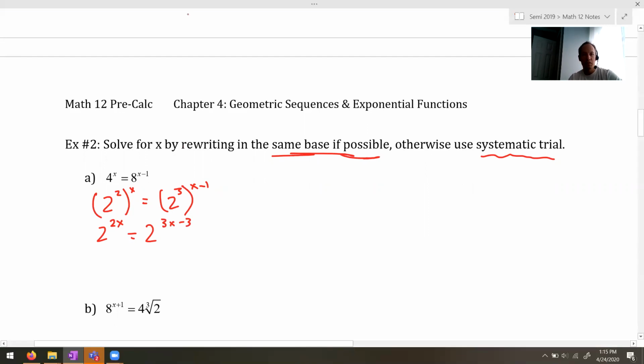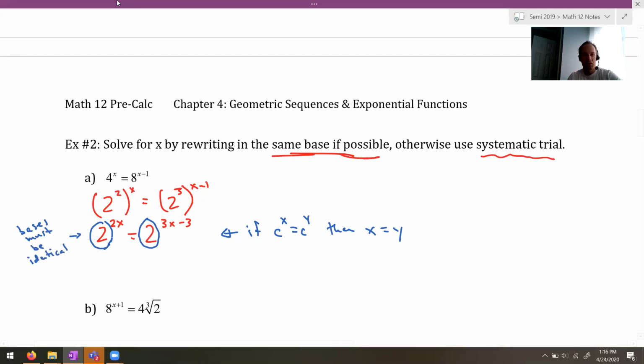At this point, and only this point, we can use the property: if c to the x equals c to the y, then x equals y. If there was anything else, like a divided by 3, this property doesn't work. If there's a negative sign, this property doesn't work. So you have to have both of these bases, here and here, absolutely identical with no other extra filler. Bases must be identical. Okay, but once you've got that, then the rest becomes pretty easy.